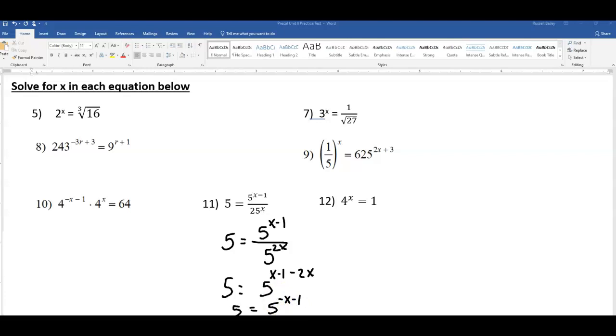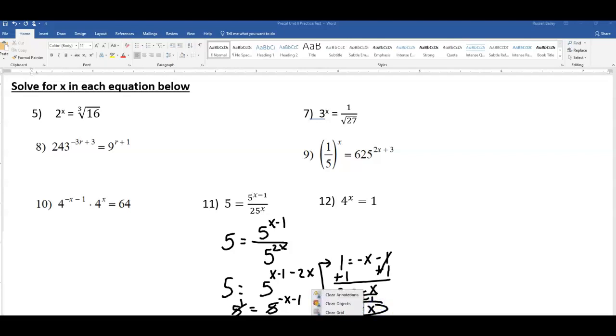Now, before I can do the next step, which is to cross the bases off and set the exponents equal, you have to understand there is an exponent on the left side. It's just not written. It's a 1. So we cross those off, and I'm left with 1 equals negative x minus 1. I'm going to add 1 on both sides, and divide both sides by negative 1, and you end up with negative 2.